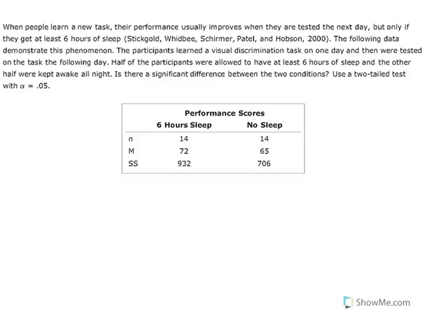For this question, we have two different groups of people. One did get 6 hours of sleep, the other group did not. There are 14 in each of the groups, so this is going to be a t-test for independent samples. Luckily, again, the sum of squares is given, so we don't have to go quite as far back. We always just have to go back to the variance part.